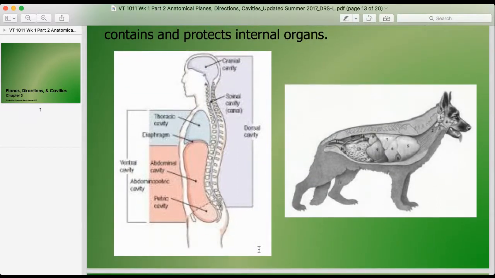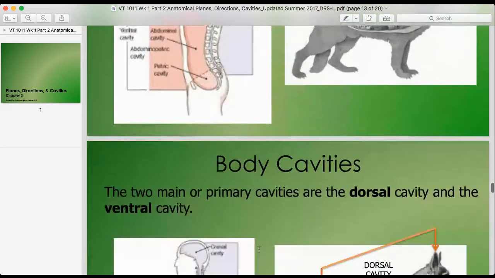We have a picture here of the human. We have a cranial cavity. We've got a spinal cavity. That makes up the dorsal cavity, the spinal and cranial area. And then in the ventral cavity of the human, we have a thoracic cavity, an abdominal cavity, and a pelvic cavity. You can see how those are illustrated in the picture. So how do these play out in our animals?